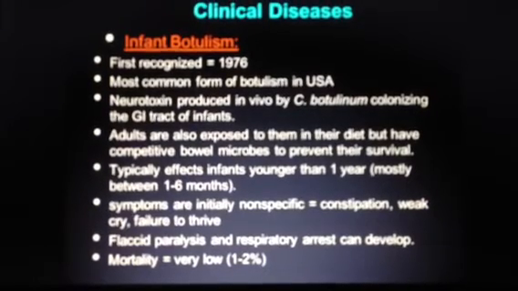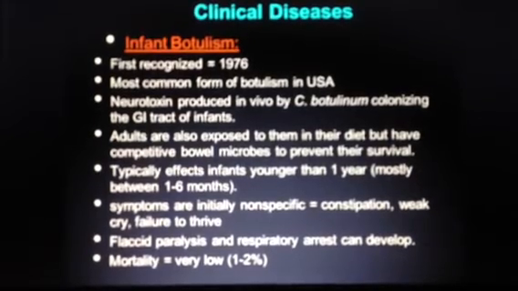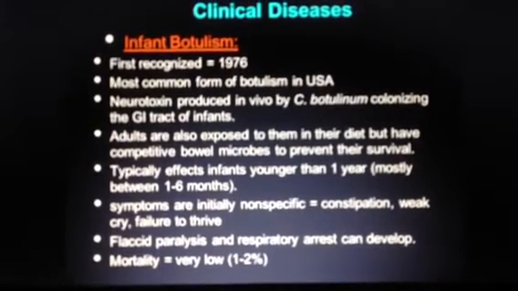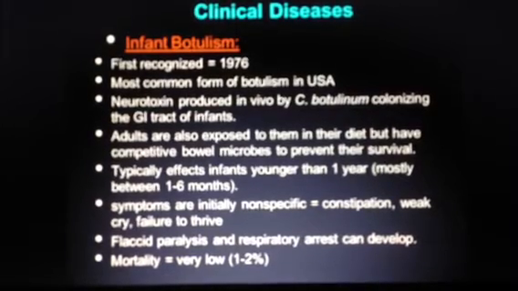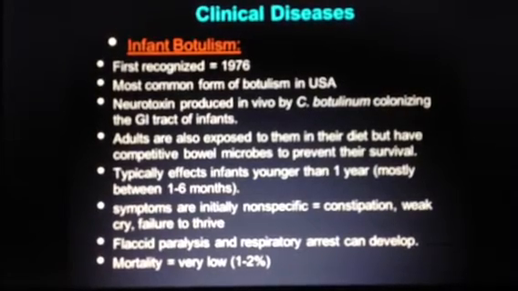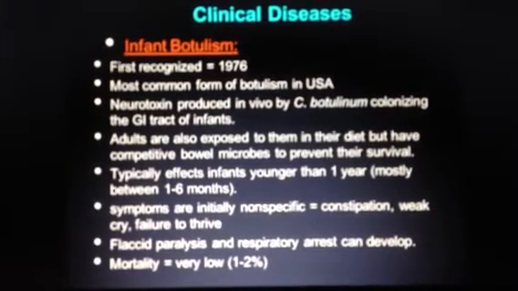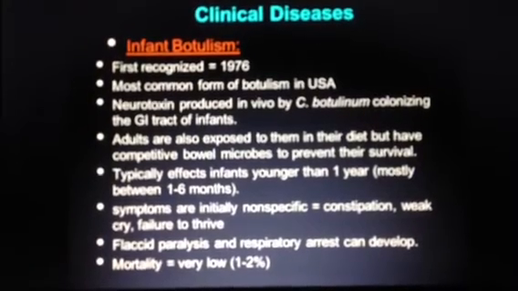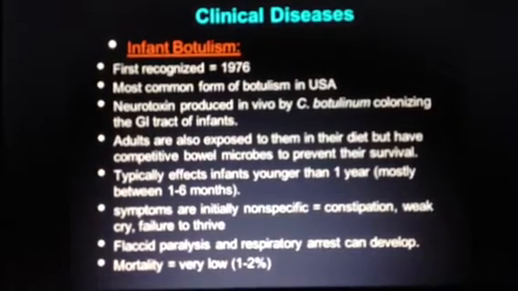Typically, this disease affects infants that are younger than 1 year of age, mostly between 1 to 6 months. The symptoms are initially nonspecific, like constipation, weak cry, failure to thrive. That's why it's very hard to initially tell if the infant has this certain disease. Flaccid paralysis and respiratory arrest can develop. Interestingly, the mortality rate for this disease is very low, about 1 to 2%.